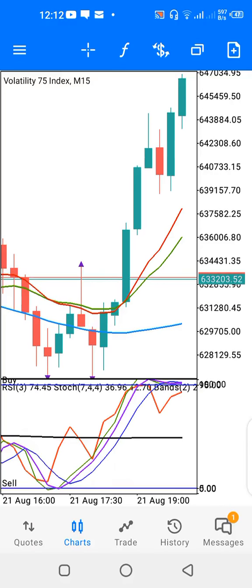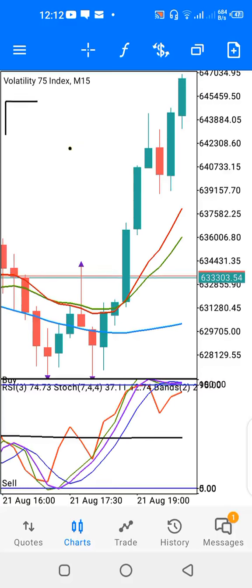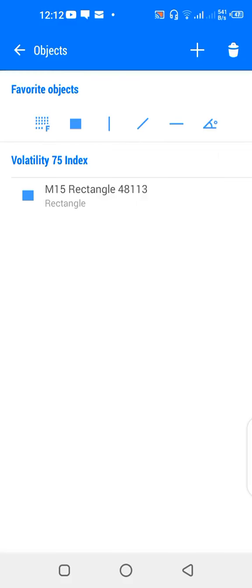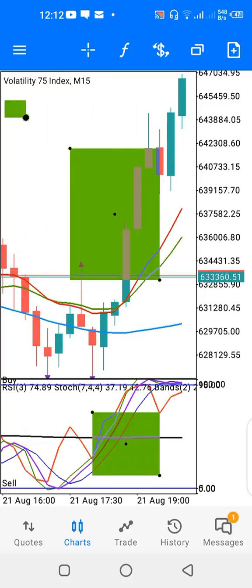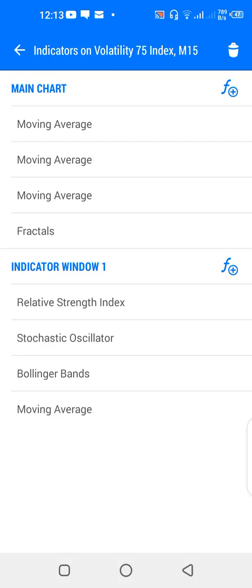Okay, on my screen I have V75 15 minutes time frame. The screen is divided into two. I have the main chart, and I have indicator window 1. Now, how does this strategy work? Let's look at the indicators on the main chart before I explain how to use it.